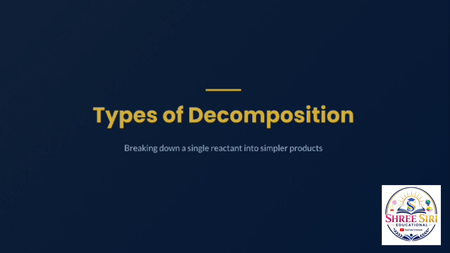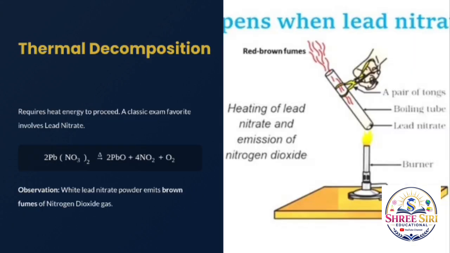And the next one is decomposition reaction. There are three types of decomposition reaction. The first one is thermal decomposition reaction. Here, one reactant is decomposed into two or more products in the presence of heat energy. That is called thermal decomposition reaction. In a thermal decomposition reaction, heat energy is required for the chemical reaction to proceed.